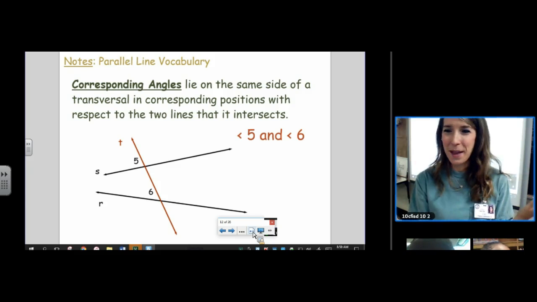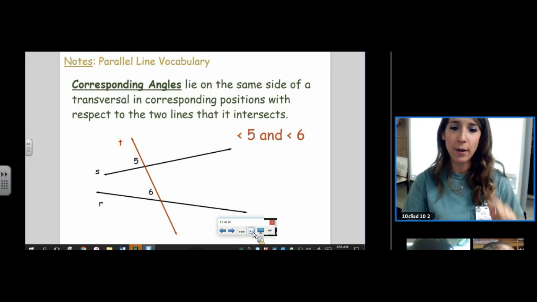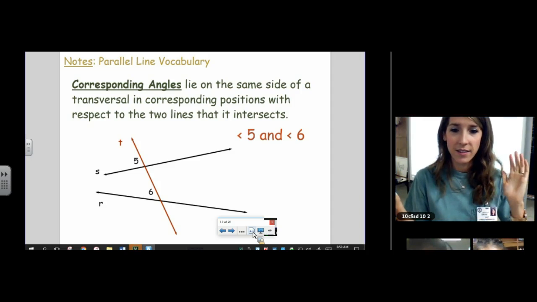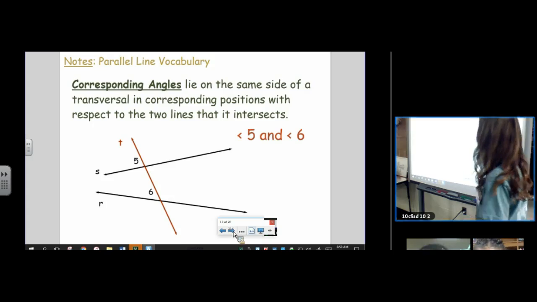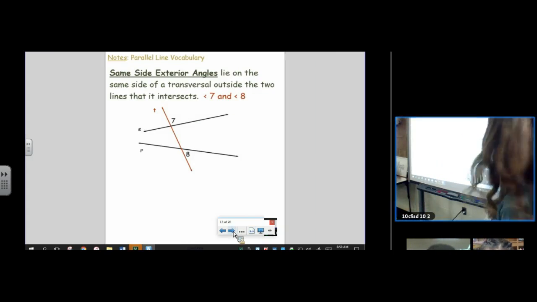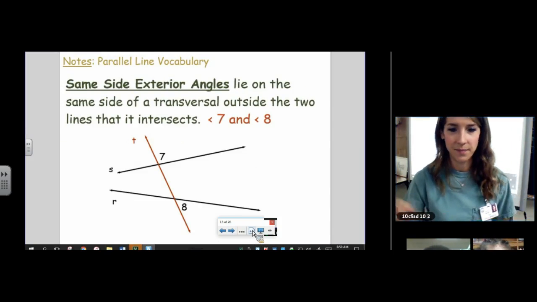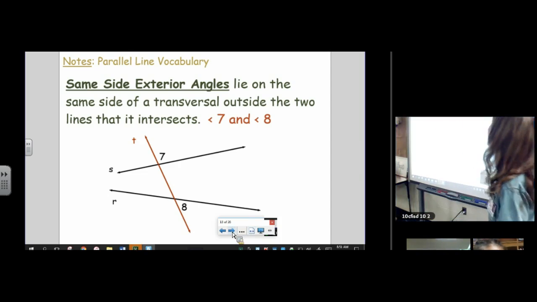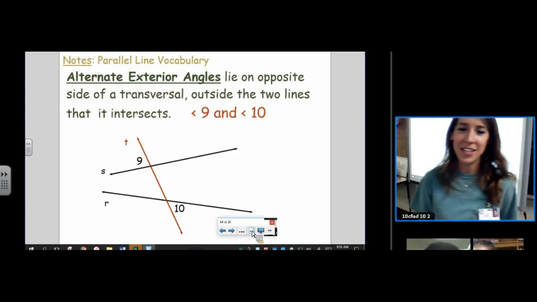The next two are going to be quick because all you need to tell me is what the opposite of interior is. What's the opposite of interior? Exterior. Very good. So the next one is same side exterior angles. Write the word, fill in the numbers, and we'll move on. We're almost done. The last word is alternate exterior angles. It's the last combination that's possible.